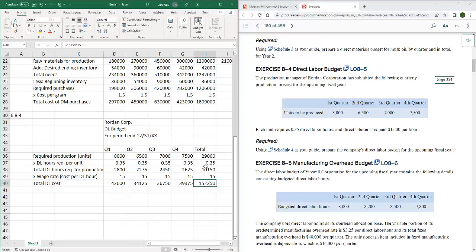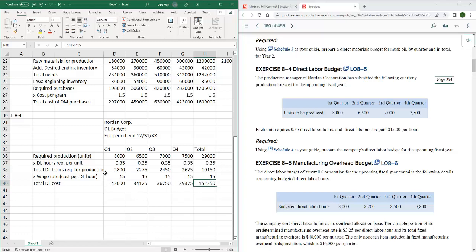I know that sometimes these budget exercises can start to feel fairly repetitive or mechanical, but I encourage you to work through at least a couple just to make sure you're kind of in the groove and understanding exactly the flow and why we're doing what we're doing.